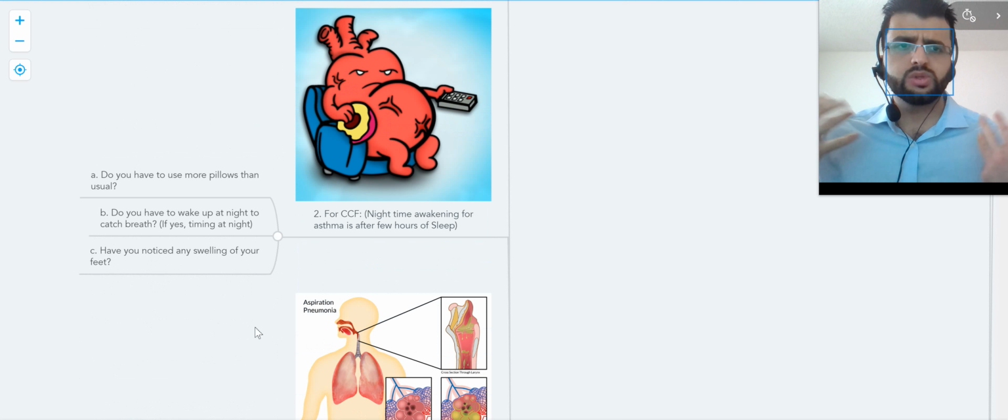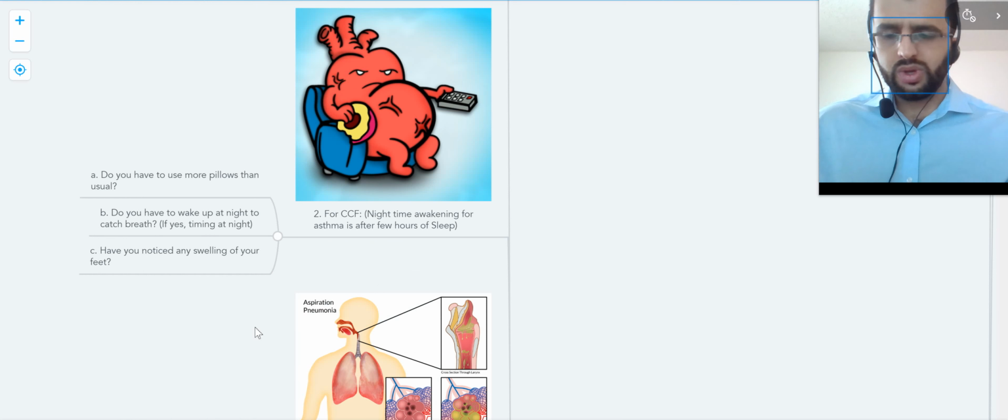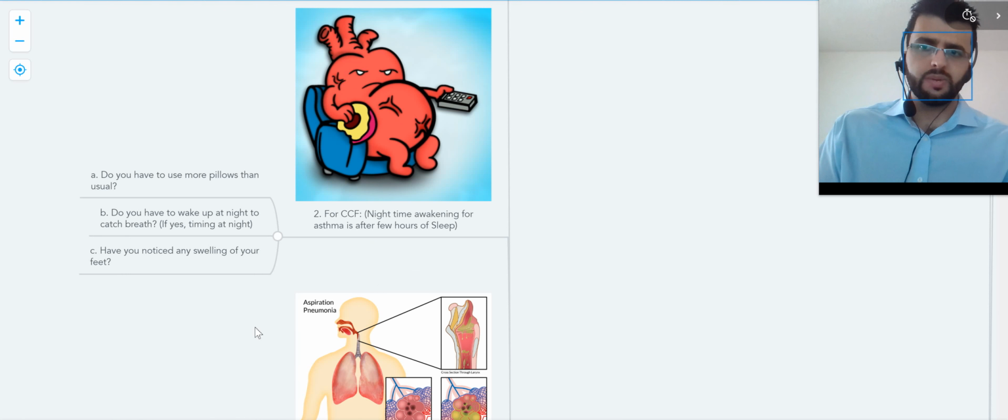Okay, they use more pillows because when they use more pillows, the fluid will go down, so they breathe better. And they wake up, so with the standing position, they breathe better than laying back. So that's why they wake up in the middle of the night. And they have swelling. For aspiration pneumonia, any loss of consciousness, and any stroke recently. Okay, so she has a stroke too, not just alcohol.